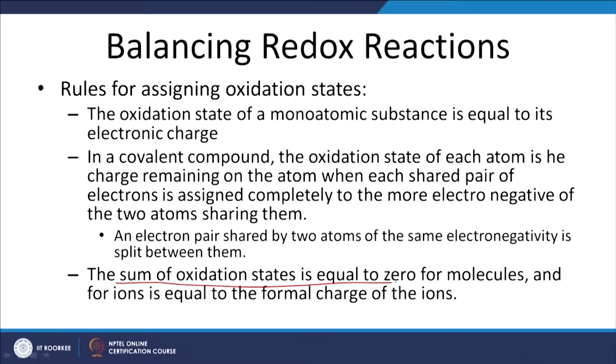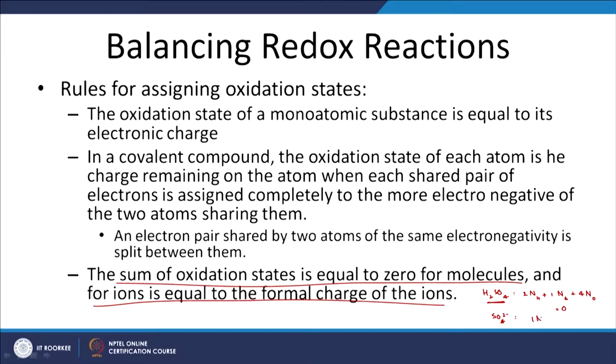And the last aspect: the sum of oxidation states is equal to 0 for molecules. This is nothing but charge balance, and for ions it is equal to the formal charge of the ion. Let's say H2SO4, which has no charge. So 2 times the oxidation state of hydrogen plus 1 times the oxidation state of sulfur plus 4 times the oxidation number of oxygen will be equal to 0. The sum of oxidation states is equal to 0 for molecules. And let's say if I look at the relevant deprotonated form, SO4 2-, what does this mean?